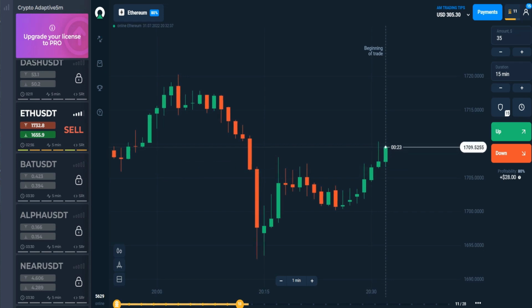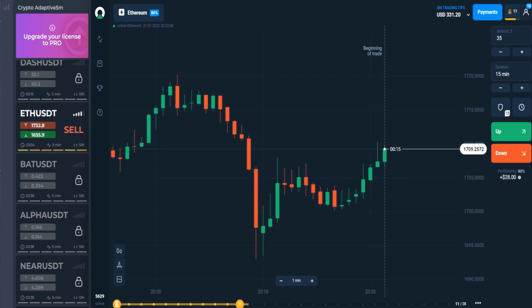This trade is also a winning trade. So we won all 4 trades, and I recommend 15 minute expiry for a safer, higher winning percentage.